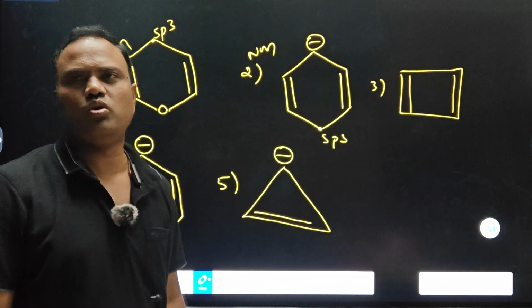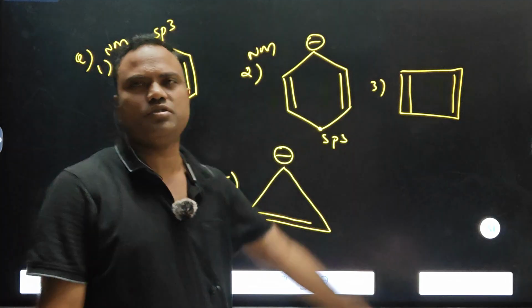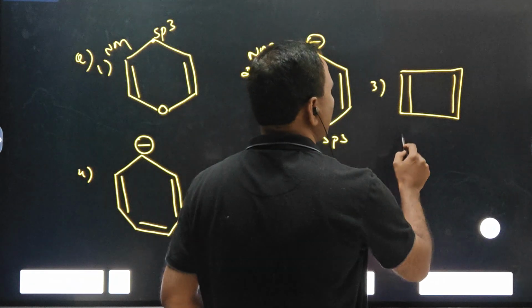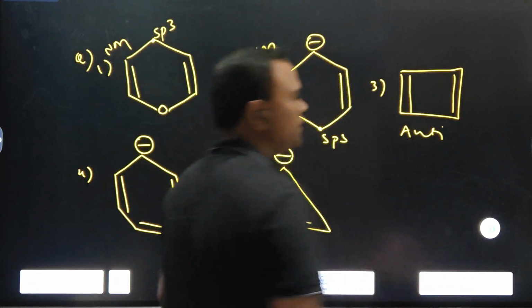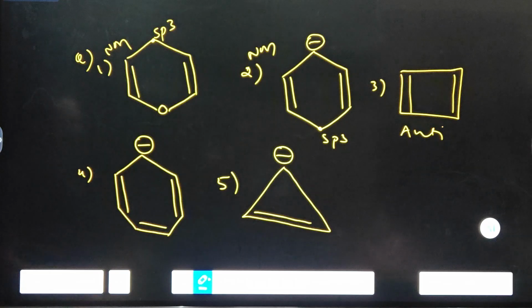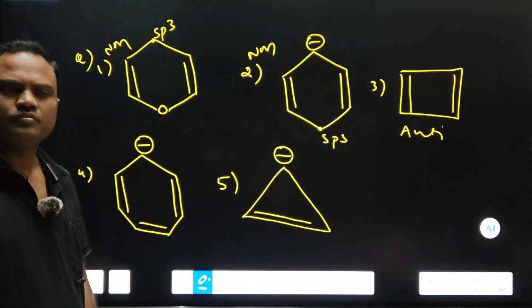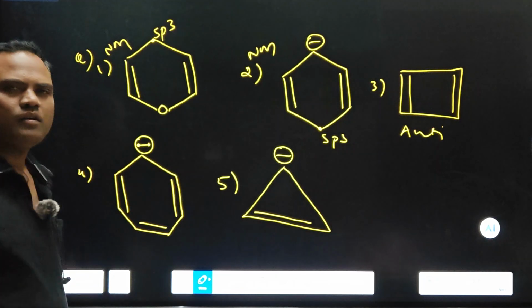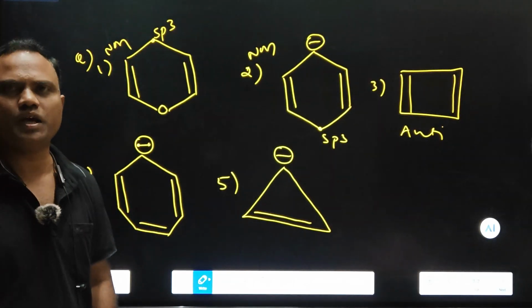Anti-aromatic. The 4n pi electron rule it satisfies because 4 electrons are present, na? 4n pi electron. Anti-aromatic. Next, this one. Anti-aromatic. A negative charge is considered as 2 pi electrons. One negative charge is considered as 2 pi electrons.